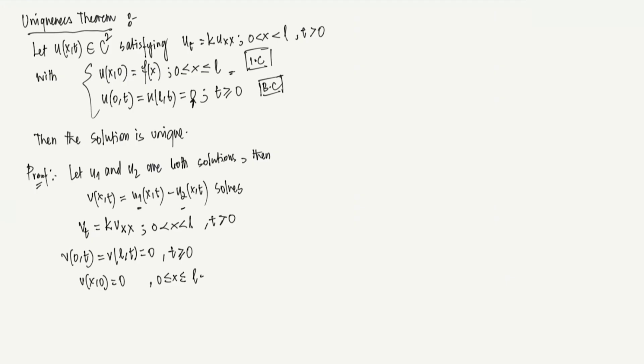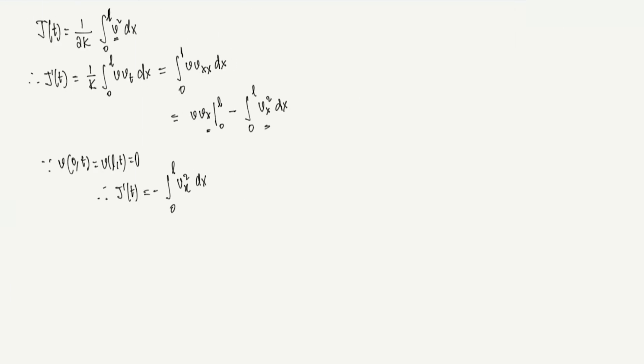Now, if you look at the condition, v at the point (x,0) is f of x. So from this condition, since v at (x,0) is nothing but 0, therefore J of 0 has to be equal to 0.